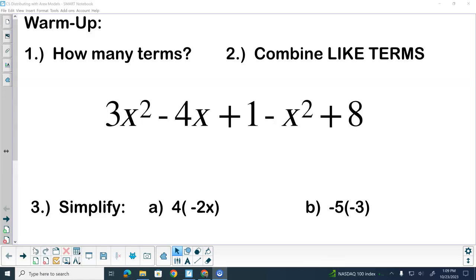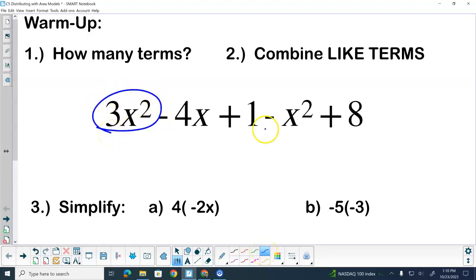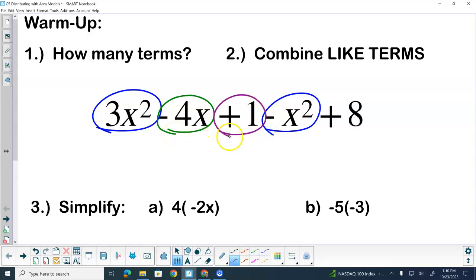So first off, it asks us how many terms we got. How many terms do we have? 5. We've got 1 with an x squared. We also got another one with an x squared. That's 2. We've got 1 with just an x. And then we've got 2 constants here. So we've got 5 total terms there.